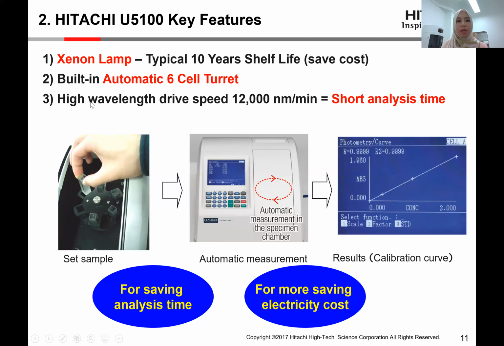And also third, we have a high wavelength drive speed of 12,000 nanometers per minute. This means that you have a short analysis time. You can run very fast, so you save analysis time and also electricity. We go for eco, so that's why it's eco-friendly.